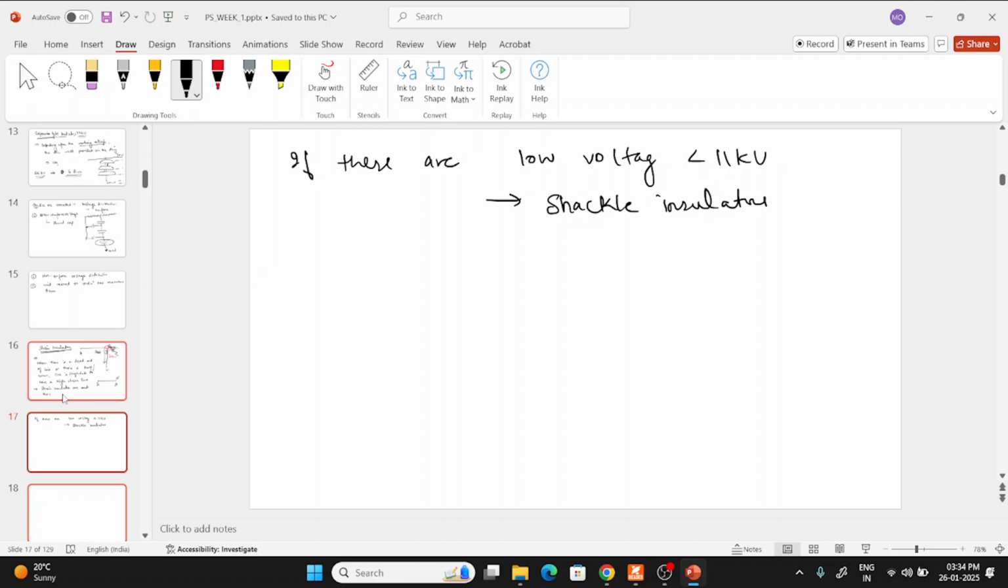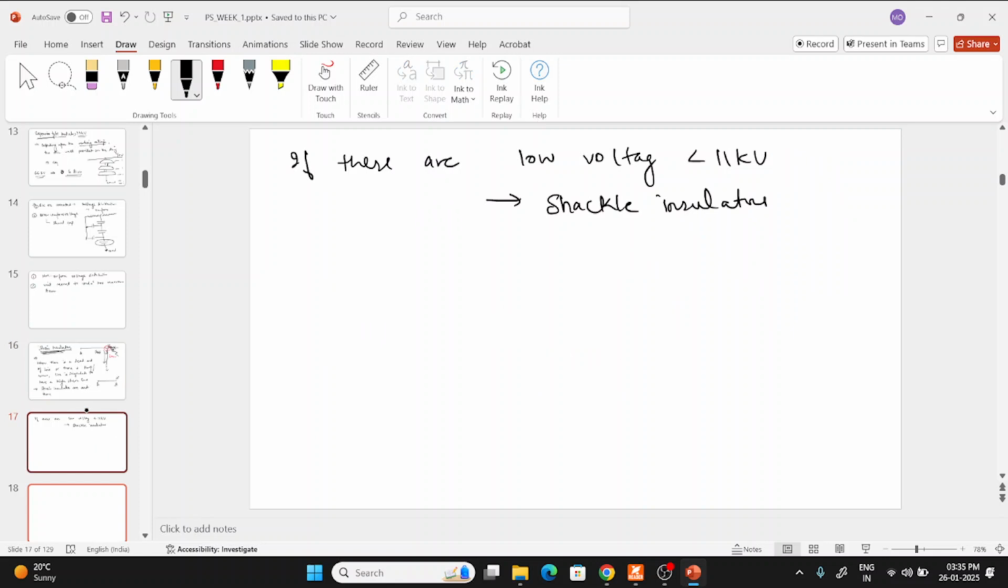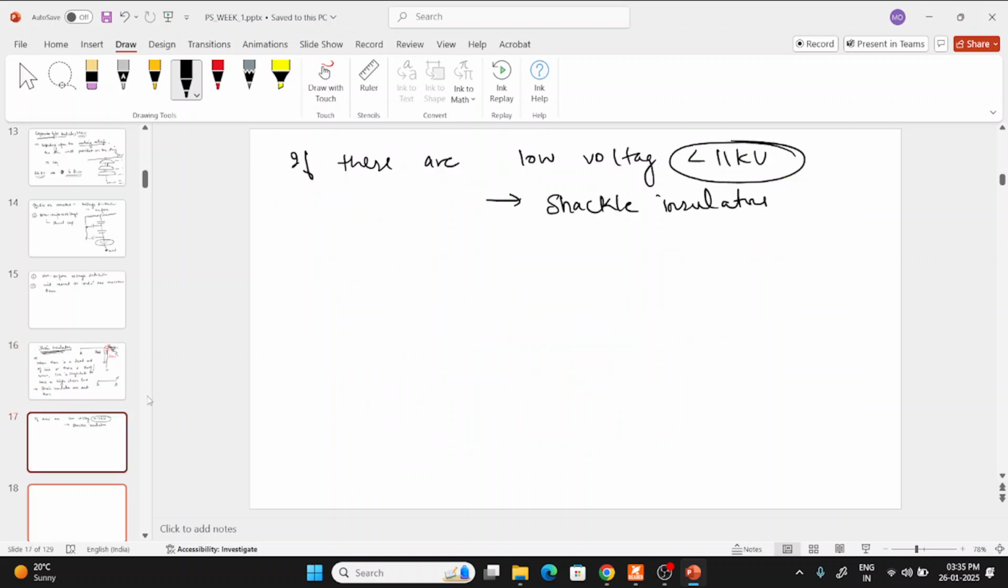Beyond that, we will use स्ट्रेन इंसुलेटर्स. ठीक है, उनका नाम जब less than 11 kV पे हमको कौन कौन से यूज करते हैं? We will use shackle insulator. Yeah, if there is any dead end or there is a sharp corner of a line of a higher voltage, then we will use a strain insulator.